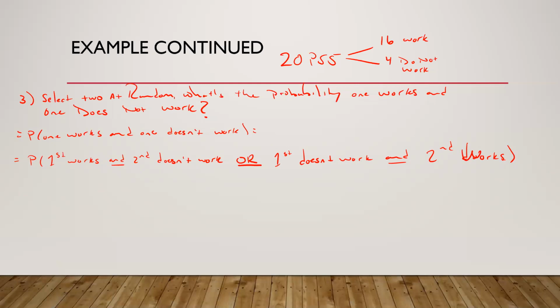Okay. So look, you see the or statement. What does the or statement imply? What mathematical operator? Yep. So it's probably the first works and the second doesn't, plus probably the first doesn't work and the second works.